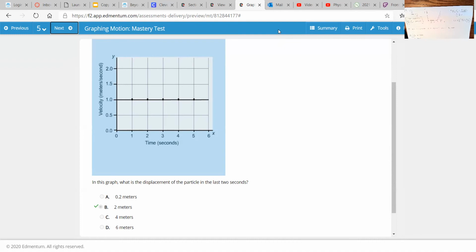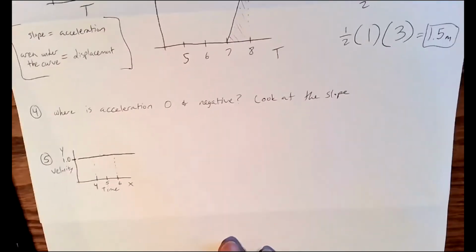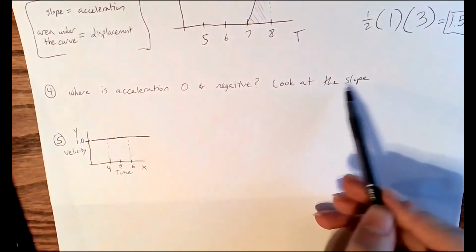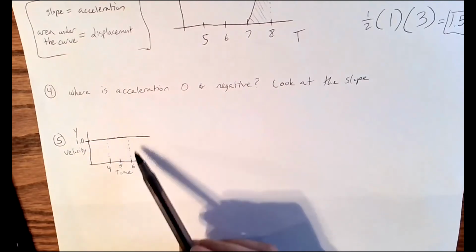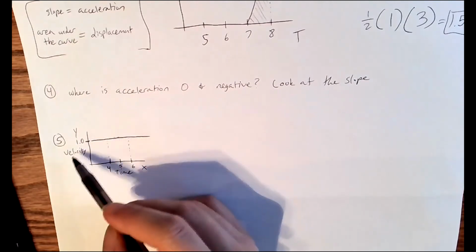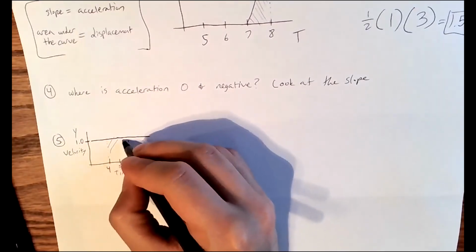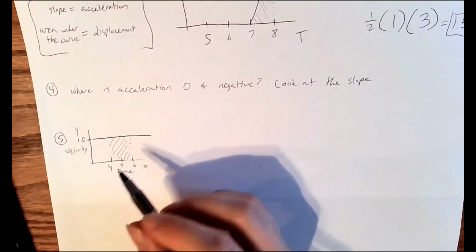So I'll stop sharing this. There's my notes from number 4. Where is acceleration zero, negative? Look at the slope. But for this one, I zoomed in on the last 2 seconds of this velocity versus time graph. And all you have to do is find the area of that square or rectangle.